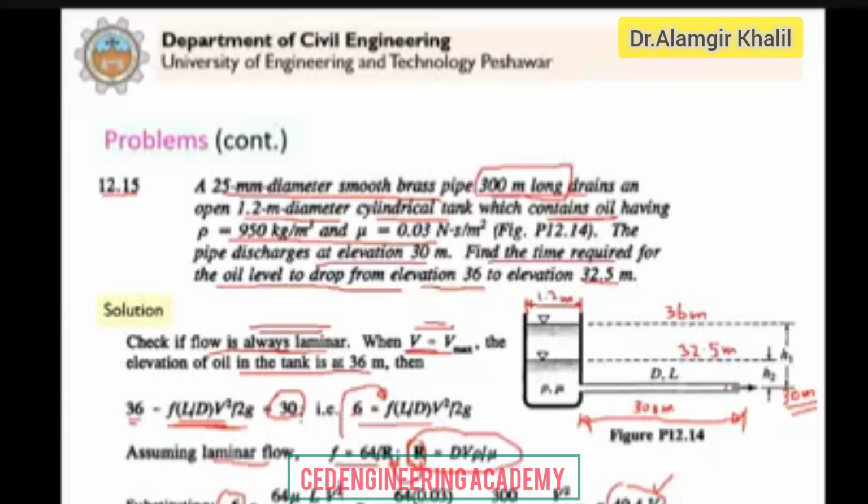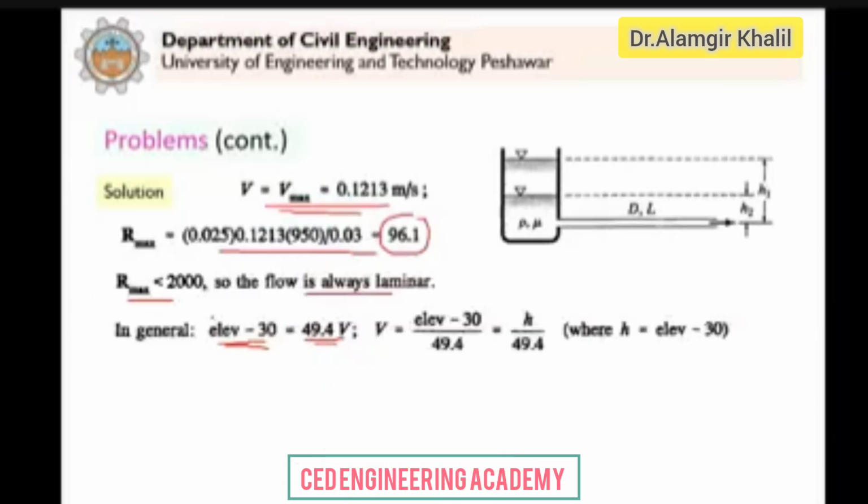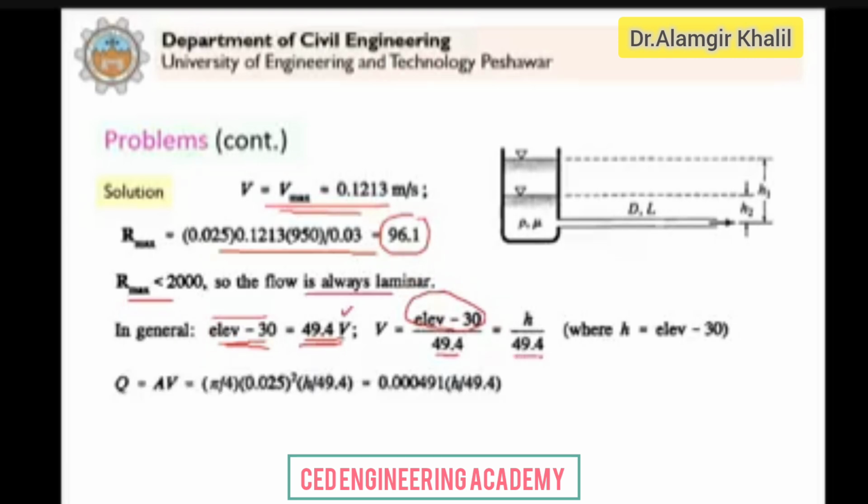If you want to generally write down, it means that any elevation minus 30, because 30 is fixed, will be equal to this. So accordingly, you will get the value for the velocity. So it means that velocity is equal to elevation minus 30 divided by 49.4, let's say this we denote by H. So V is equal to H by 49.4. Now Q is equal to AV, pi by 4 into D square, keep the units consistent. V is now H by 49.4. So we get this equation.